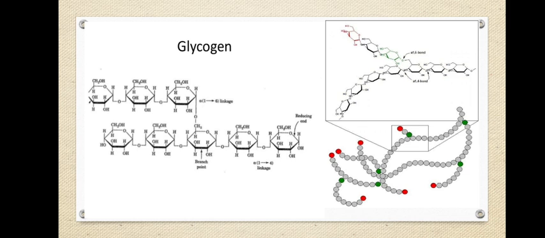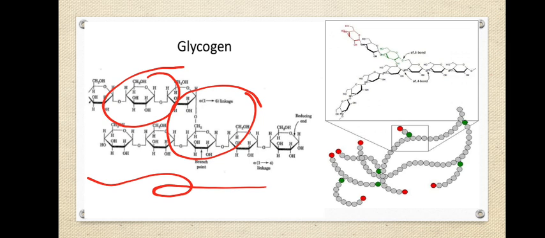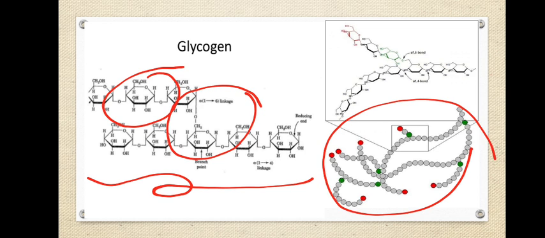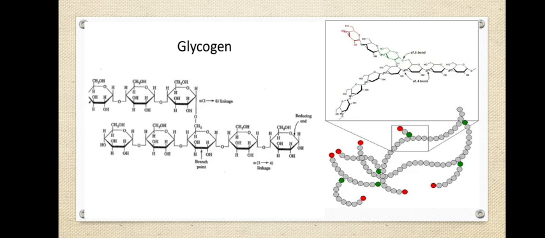Here you see the glycogen molecule, where branching is highly profuse. You can see alpha 1,4 linkages as well as 1,6 linkages are present. All these are glucose units. So this is how the branched structure of glycogen appears.